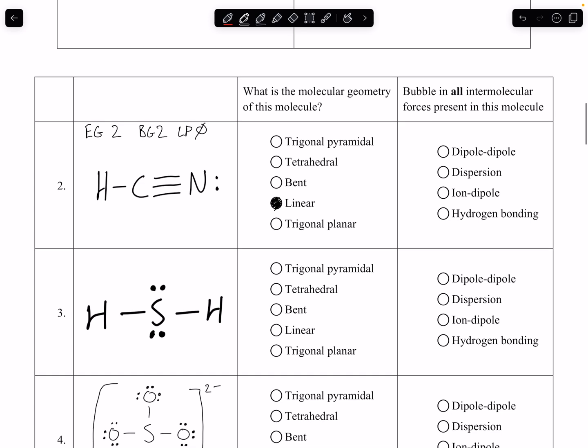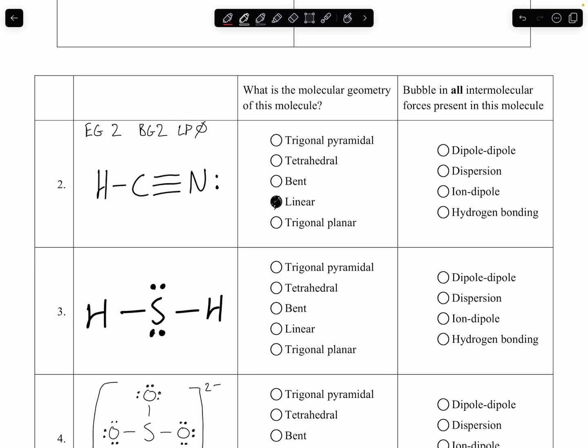Now we want to bubble in all the intermolecular forces present in this molecule. So for dipole-dipole, it has to be polar. Honestly, we can go through it on all of these. We should bubble in dispersion because everything has dispersion forces. Ion dipole, we need to have an ionic compound and a polar compound. So we would really need to have 2 compounds for that.